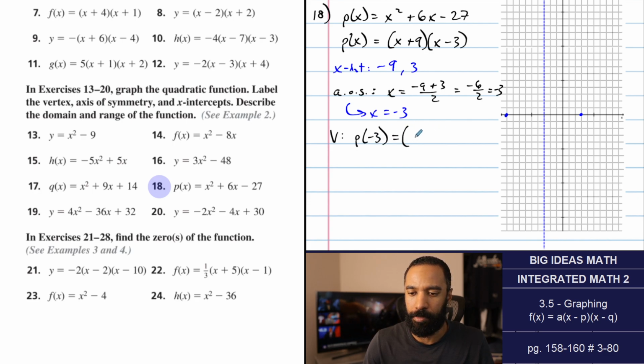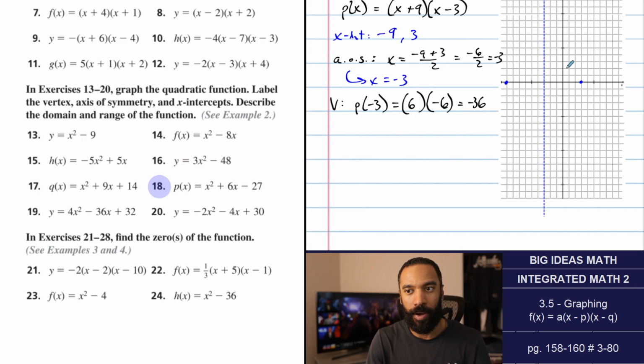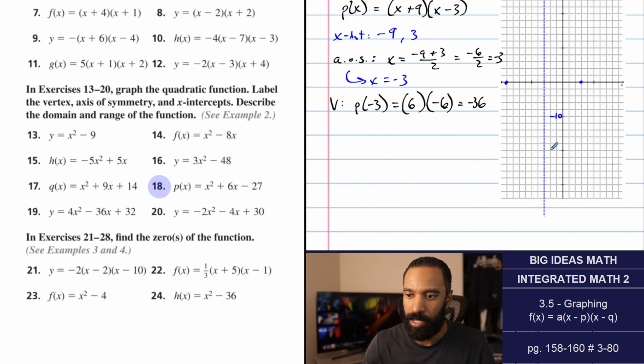We're going to have negative 3 plus 9, which is 6. Negative 3 minus 3, which is negative 6. And that gives you negative 36. So for me to fit this, check this out. If I go by 2s, this is 17. 17 doubled is 34. It still wouldn't fit. I'm going to use it anyway. I'm going to double these. So I'm going to get myself negative 10, negative 20, negative 30. I'm just going to use it anyway. It's going to be down here. Boom. Vertex. All the way down there.